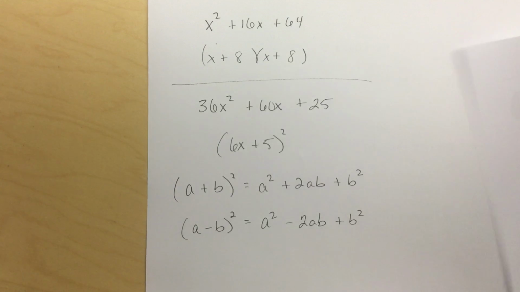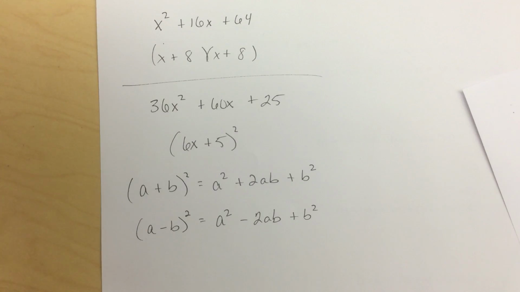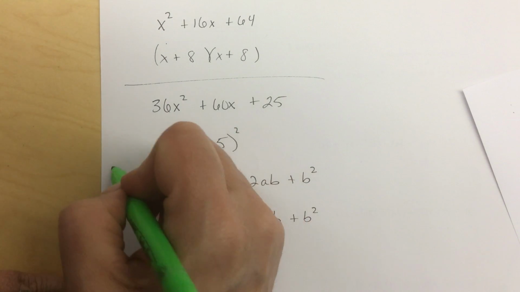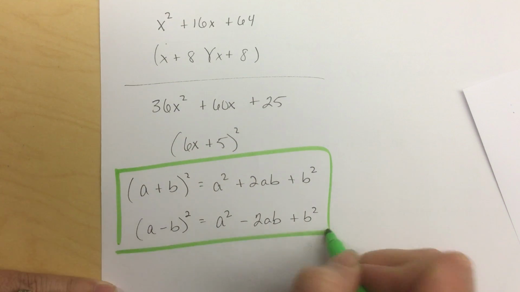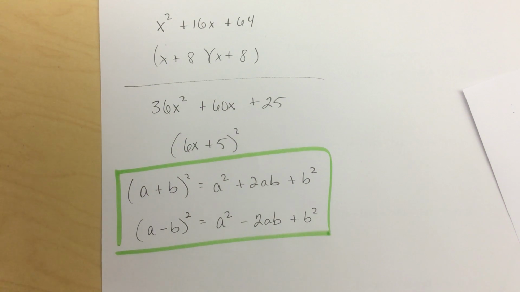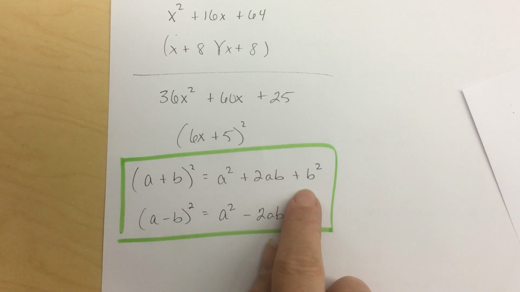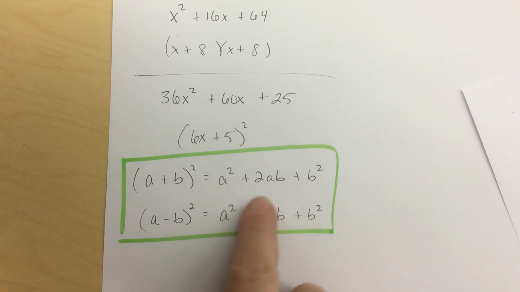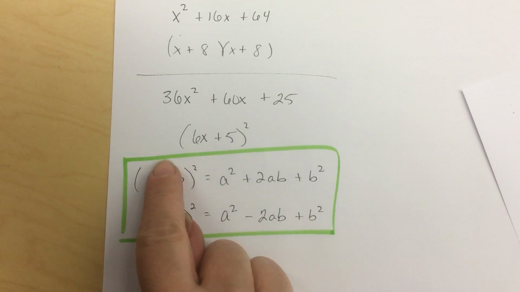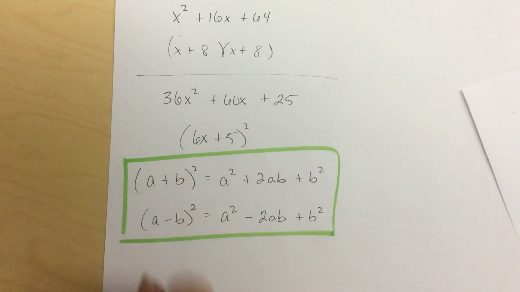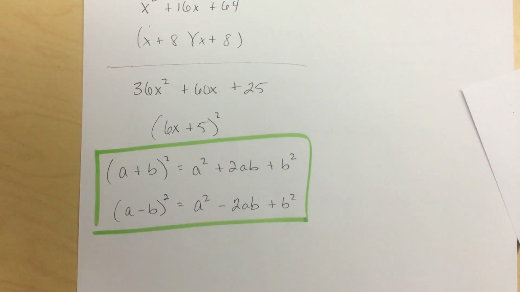So if you want to write that in your notes or take a screenshot of it, that is your formula. And so this is also two shortcuts. You know, if you're multiplying and you're going from this to this, it's a shortcut. When you're factoring and go from this to this, it's a shortcut. So multiplying is that way, factoring is that way. So hopefully that helped.